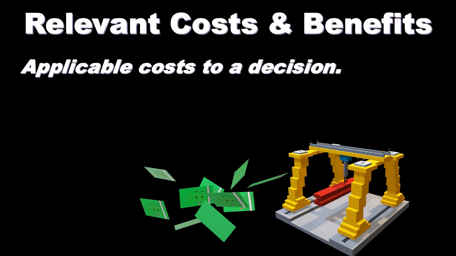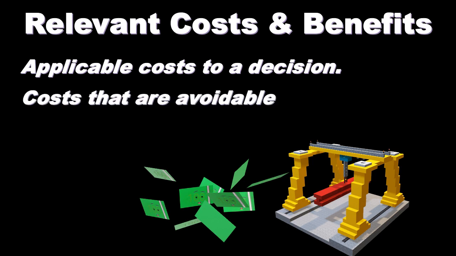Obviously, we're talking about costs that apply to the decision we're thinking about when considering a course of action. Costs that are avoidable. What does that mean? It means that if we make an alternative decision, these costs are avoidable. Those are the ones we want to take into consideration, because if a cost is going to be there no matter what decision we make, it's not relevant to the decision-making process.